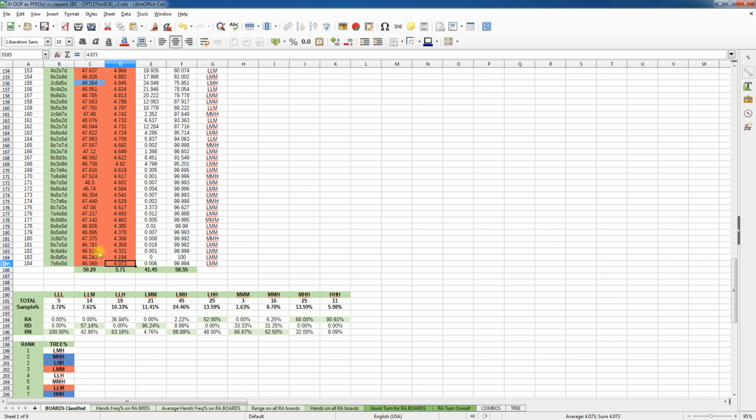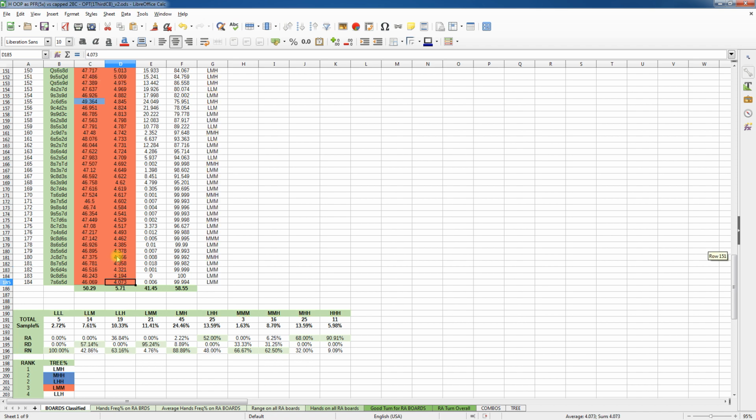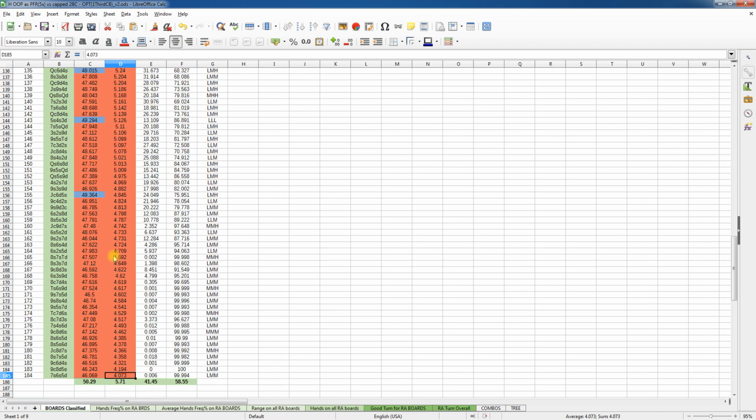In fact, on straight boards, where a straight is possible, you'll find out that those are boards where frequency drops a lot. And this is kind of logical, in fact, if you think about it.